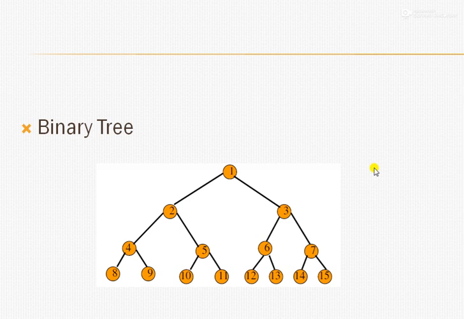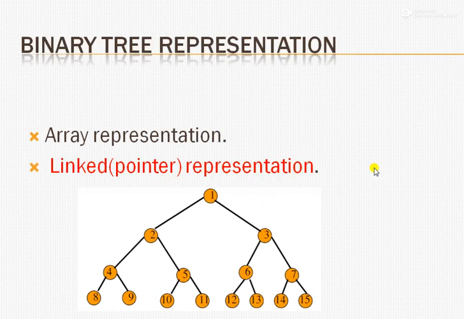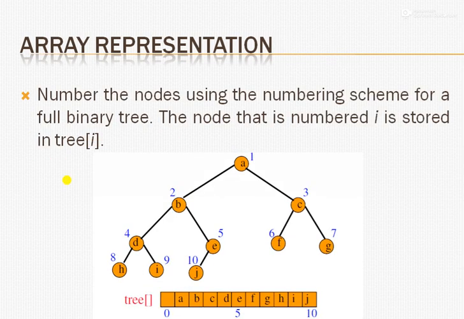Okay, so before going into the details, let us recap how a binary tree can be represented. In my previous discussion I have already gone through the representation scheme. A binary tree can be represented using two schemes: one is the array representation, and the other is the link representation, right?